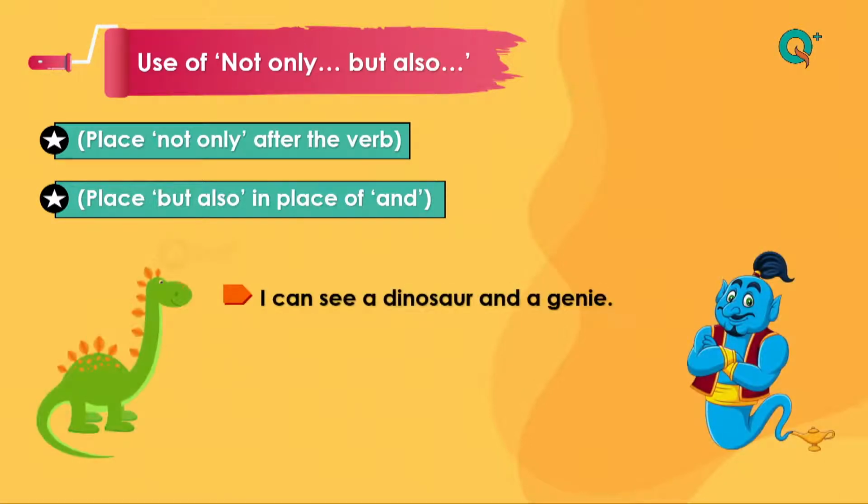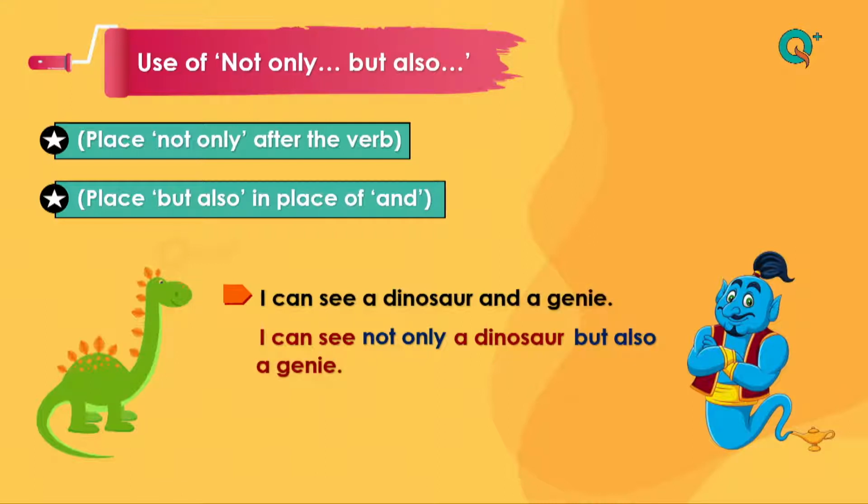The sentence is, I can see a dinosaur and a genie. First and foremost, we will begin the sentence with I can see. After that, we will place not only after the verb. Here the verb is see. Then we will place a dinosaur. The second step is to place but also in place of and. So let's do that. After but also, whatever remains in the sentence will be put as it is. So the answer is, I can see not only a dinosaur but also a genie.